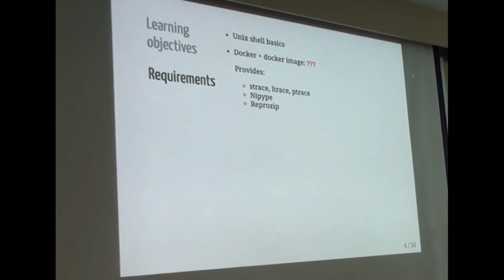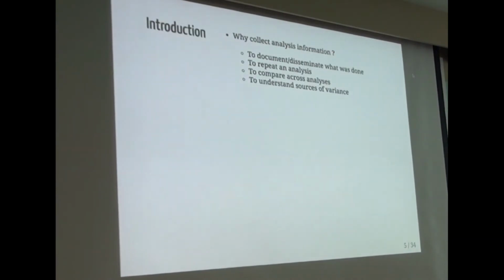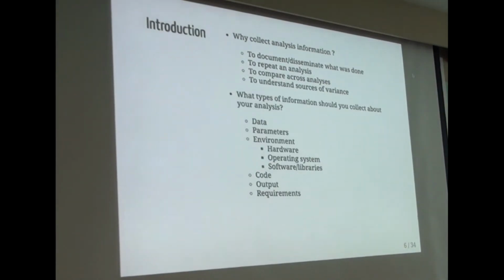So again, the requirements, if you're going to use Reprozip, is that you need to understand the Unix shell. Everything we do, I think understanding the Unix shell is kind of a basic requirement. Docker and Docker images can be useful because Neurodocker actually supports Reprozip together with other Docker images that it generates. And it's in fact a nice way of capturing, but we'll go to the fundamentals of Reprozip. Okay, so why do we collect information? Well, to document and disseminate what was done, to repeat an analysis, to compare across analysis, and to understand sources of variance.